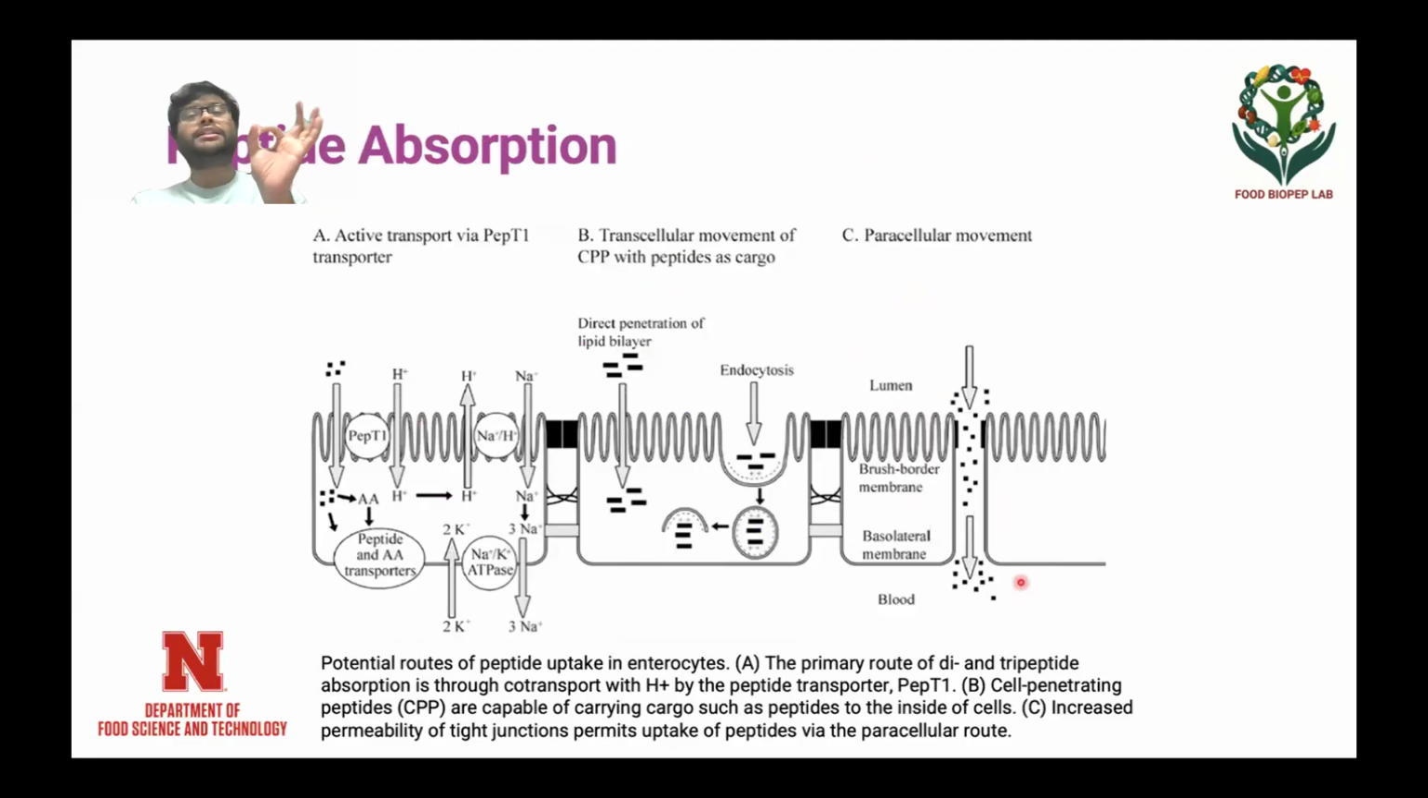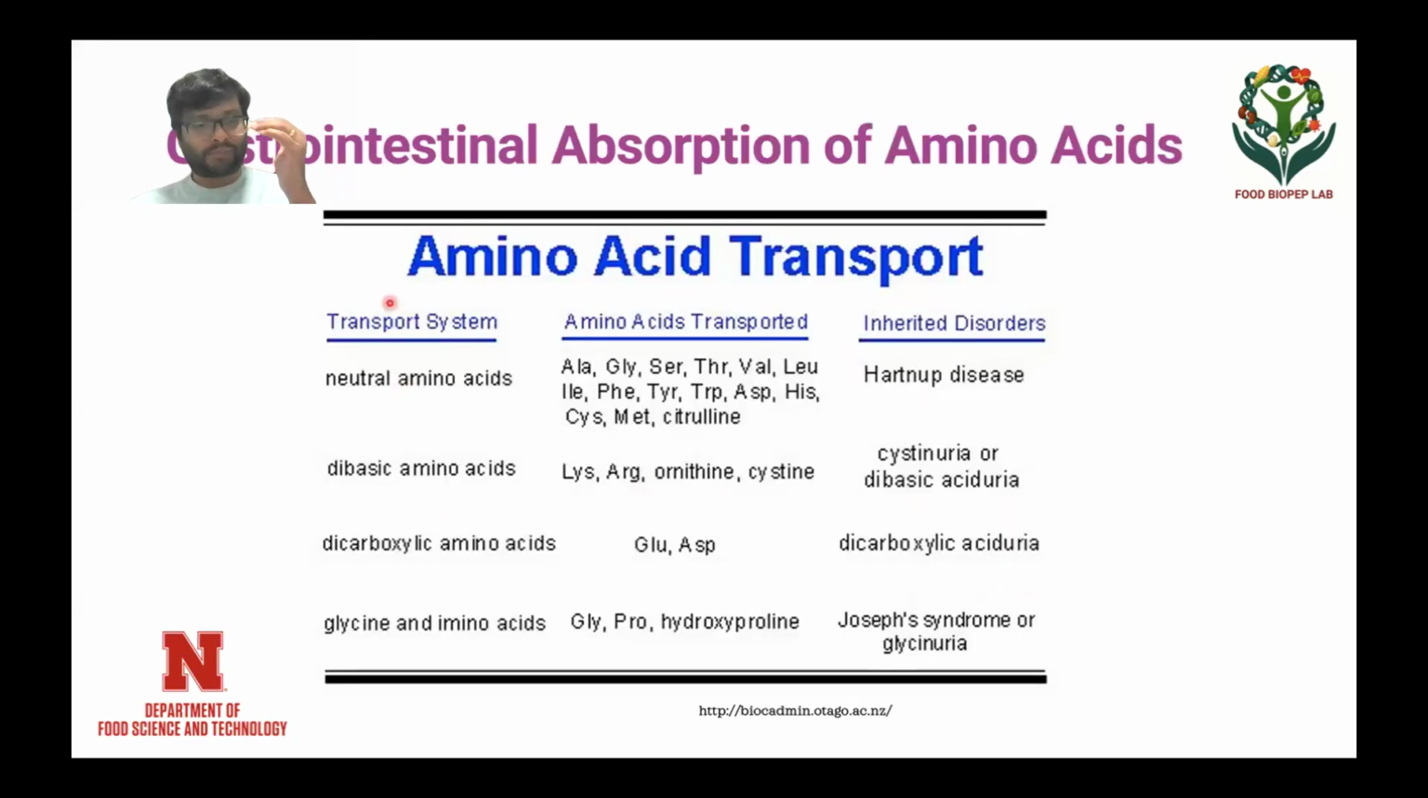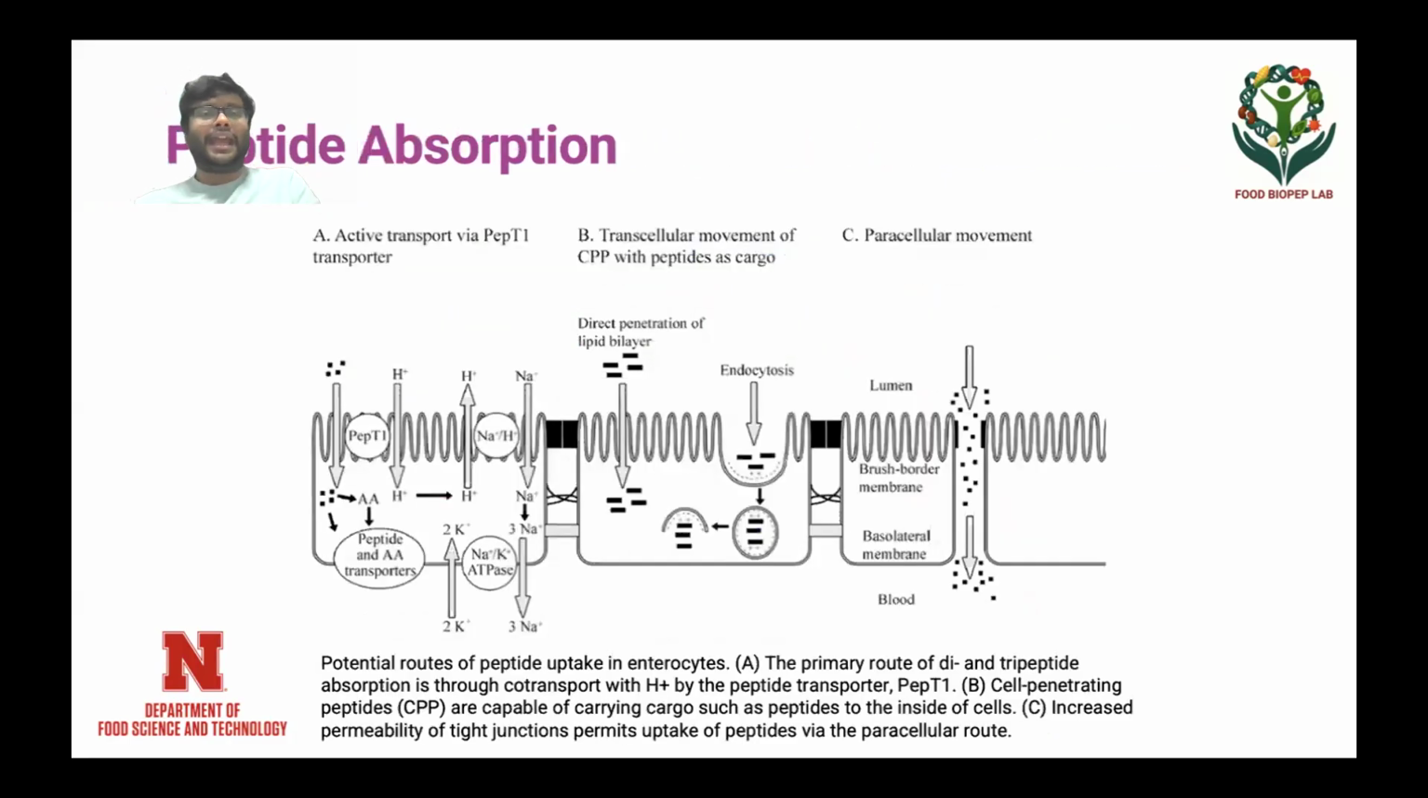A single amino acid goes through all these transport systems that are listed up here. But a peptide, which is at least two amino acids bound together by a peptide bond, is absorbed in three different ways. It can be absorbed by a transporter called PepT1, which is a peptide-specific transporter. It can move through transcellular movement with the peptide as a cargo, or by paracellular movement.